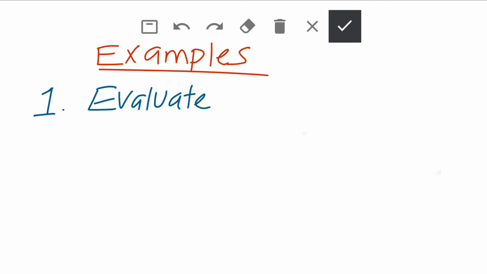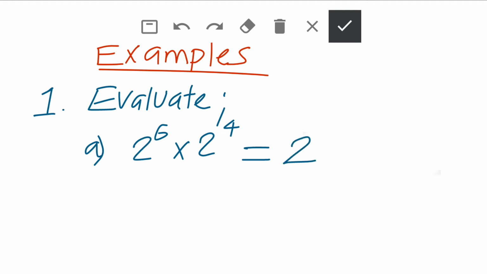So we're supposed to evaluate the following. Number A, 2 to power 6 times 2 to power 4. In this case, the solution, we have seen that when the bases are common and then we are multiplying, you just pick one of the bases. So that is going to be 2, and then you add the power. So that is going to be 6 plus 4, and that is 2 to power 10. All right.